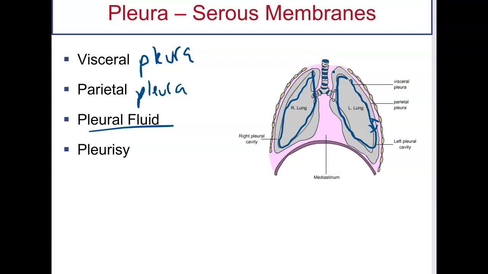And so you might have heard of pleurisy before. This can happen if there's not as much fluid and the membranes are very dry and they rub against each other when you breathe. So it can be very, very painful.